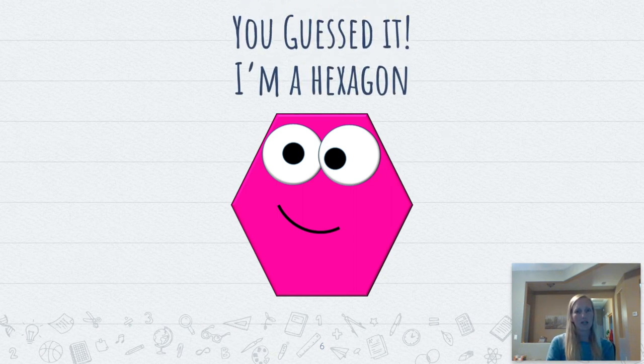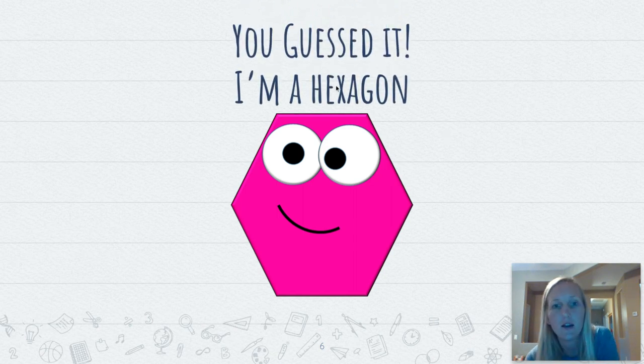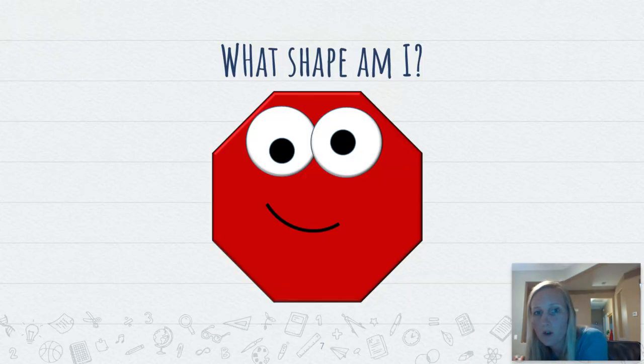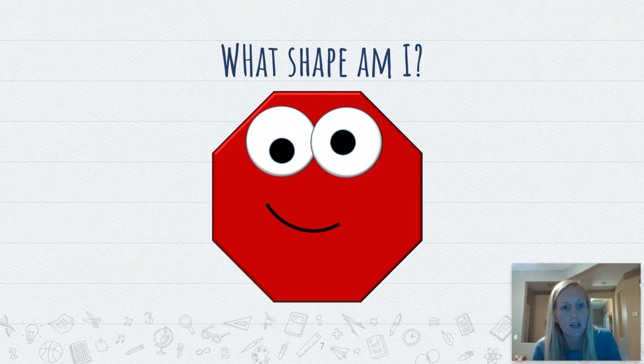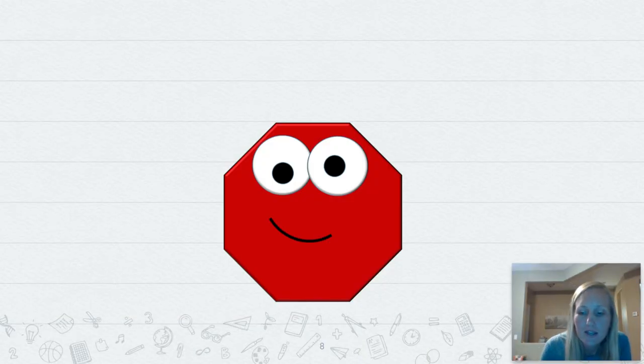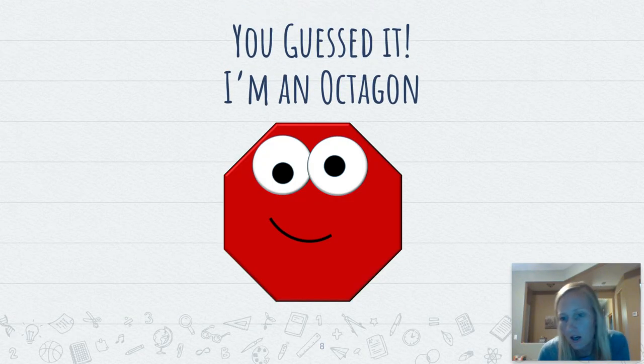And you guessed it. This is a hexagon. Great job, guys. All right, let's keep going. What shape am I? Count those sides. I'll give you a minute to count the sides and the vertices and angles. And you guessed it, it is an octagon. Give yourself a thumbs up if you got it.